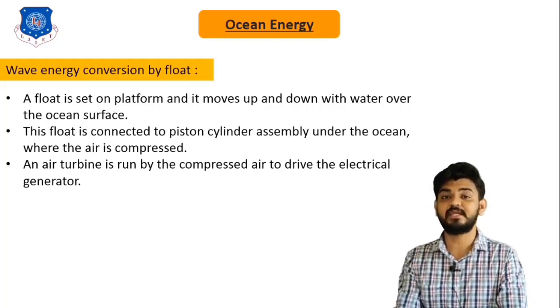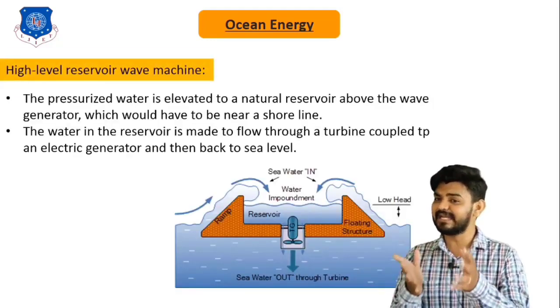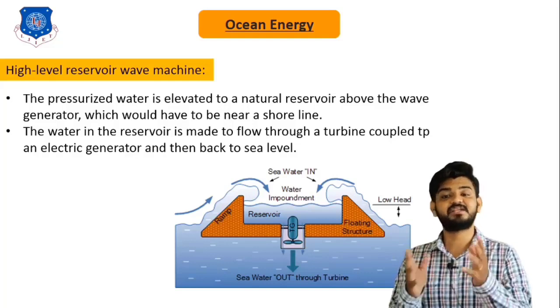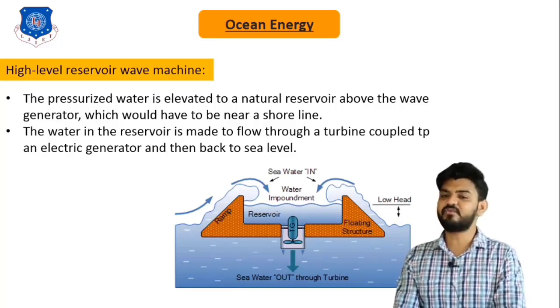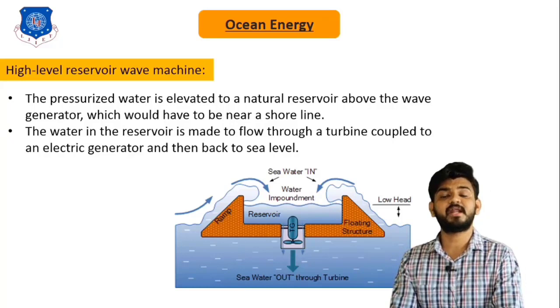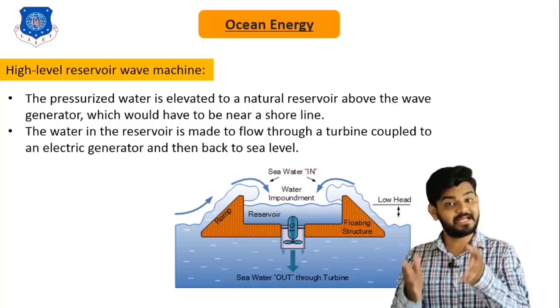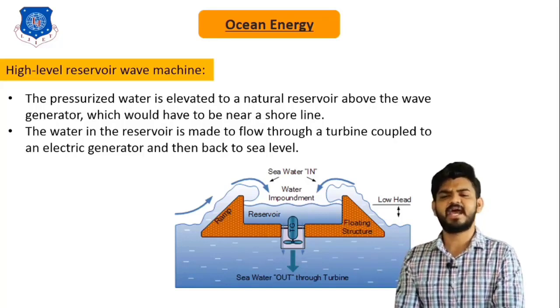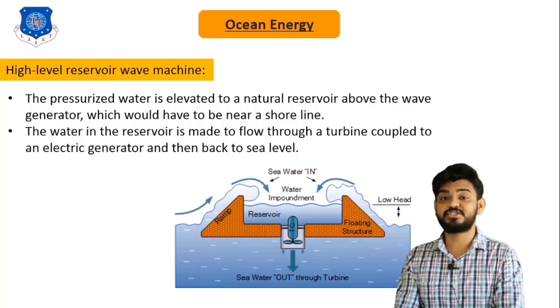Now let's move to the next type of device that is used to convert this ocean energy into electrical energy, and that is the high level reservoir wave machine. The pressurized water is raised or elevated to a natural reservoir above the wave generator, which would have to be near the seashore line. The water in the reservoir is made to flow through a turbine which is coupled to an electrical generator which produces electricity, and this water is sent back to sea level. So this is how we can produce electricity by means of ocean wave energy.